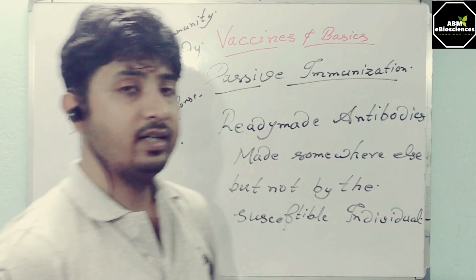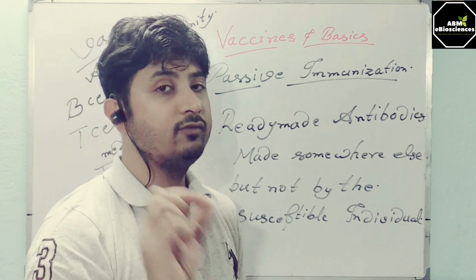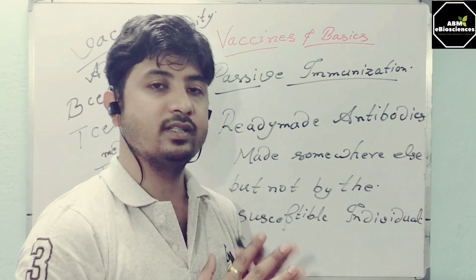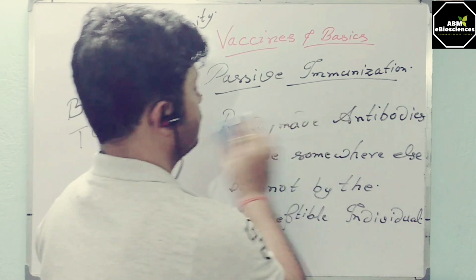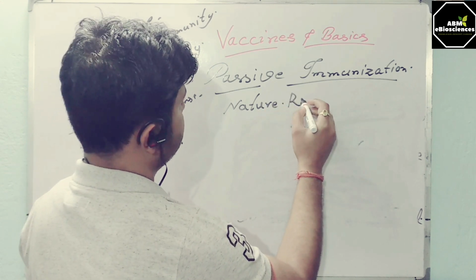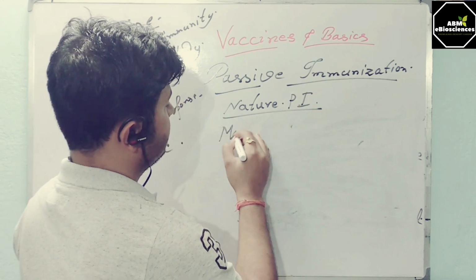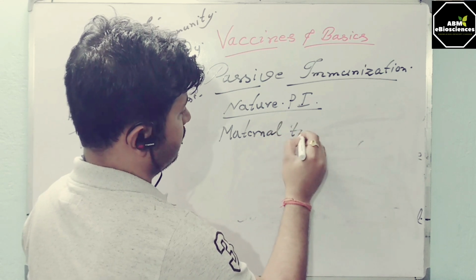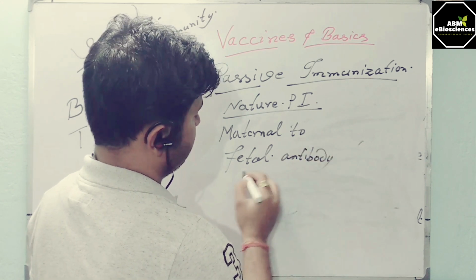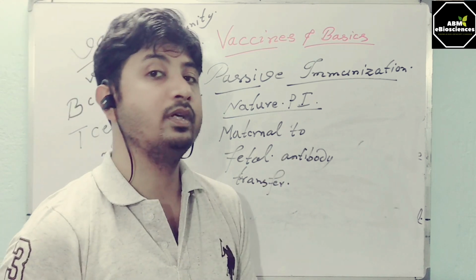So if you divide passive immunization into two forms, naturally and artificially, I can give you the example of natural passive immunization in the form of the antibodies that are transferred from mother to babies. Natural passive immunization, NPI. I'm not writing the full form. It's maternal to fetal antibody transfer. That is natural passive immunization.